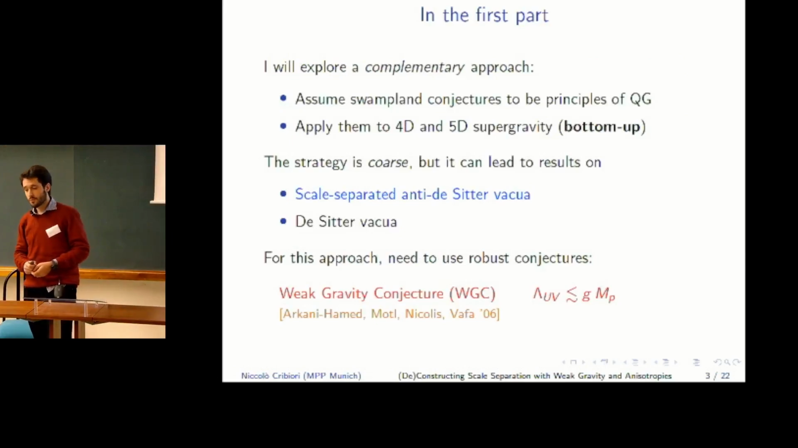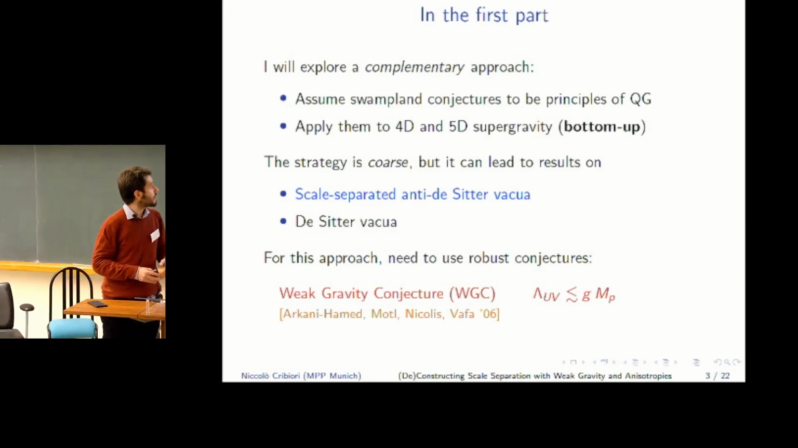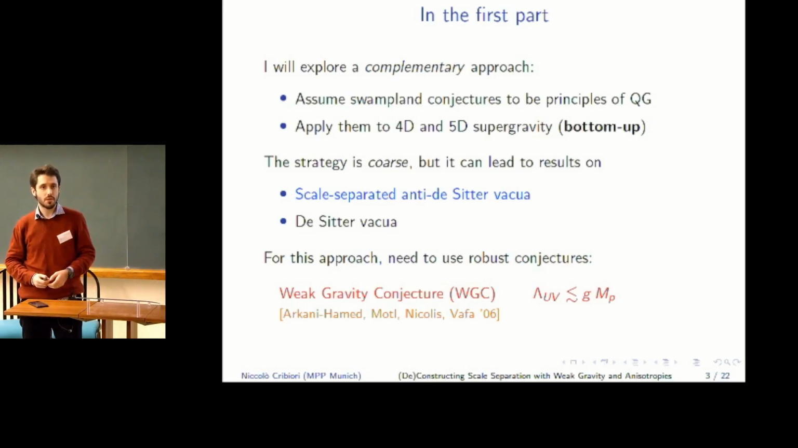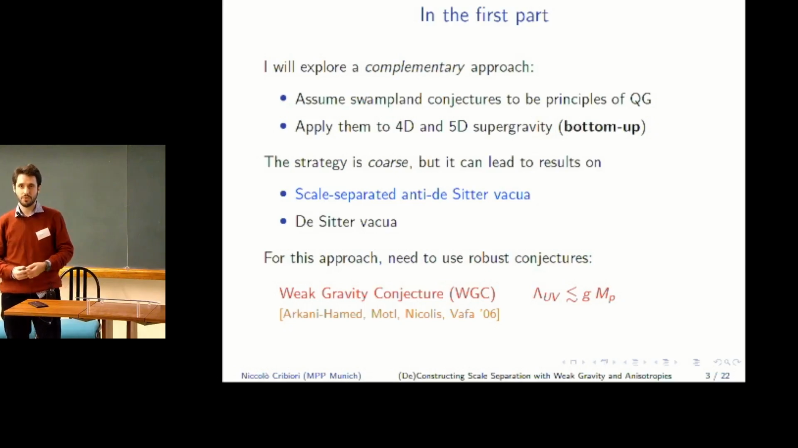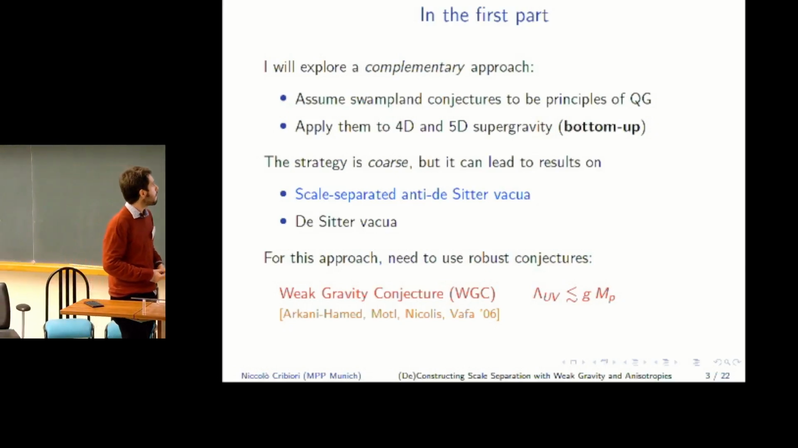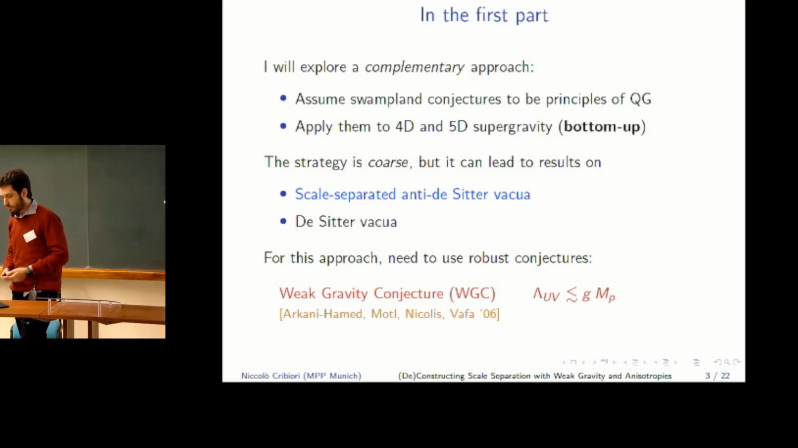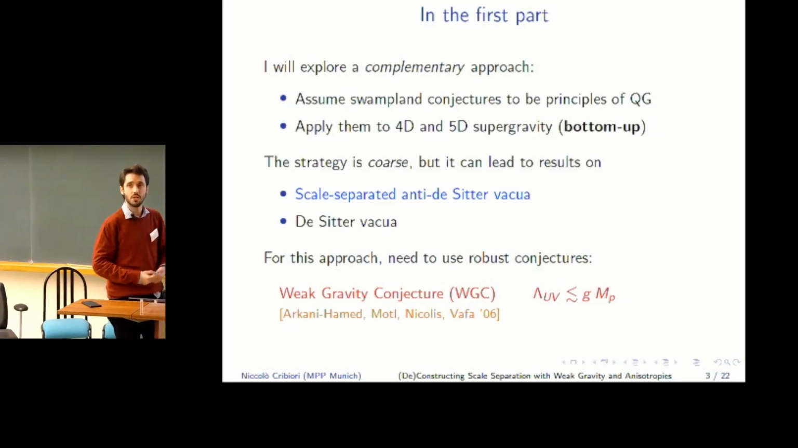In the first part I will follow a complementary approach, which is that I will assume certain conjectures to be true, so I will not question them at all. And then I will use them directly as a tool to rule out certain properties. In particular, I will apply them to 4D and 5D supergravity, being agnostic about the possible UV completion of this theory, so any possible supergravity. And I will show that you can say something about scale separation in anti-de Sitter, and also with some minor modifications, with some small additional assumptions, you can also say something for de Sitter, but I will just be brief on de Sitter. I will mostly talk about scale separation.